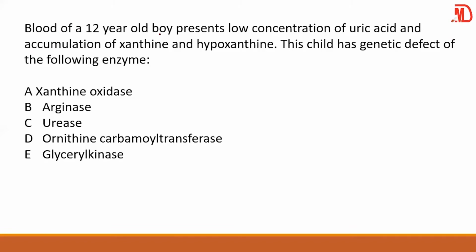We have the blood of a 12-year-old boy with low concentration of uric acid and an accumulation of xanthine and hypoxanthine. So what defect is present in this patient? Of course, we know that accumulation of uric acid in the joint is called gout. But in this case, there's nothing like that being present. However, the last two steps in uric acid biosynthesis are catalyzed by xanthine oxidase.